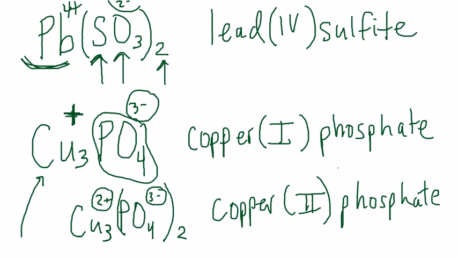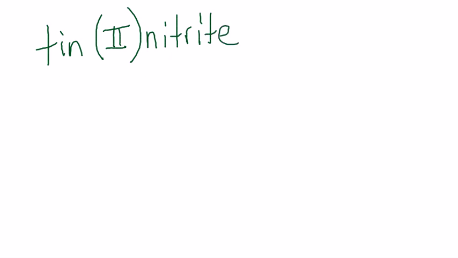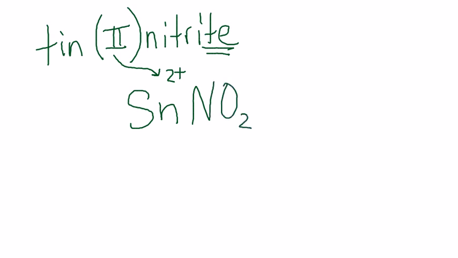Let's go backwards and name a few. What if I want to name tin 2 nitrite? Tin on the periodic table is Sn. 2 plus is its charge. I know that because of the Roman numeral 2. I see it's nitrite, not nitride, so I look it up on the back of my periodic table, and nitrite is NO2 minus.